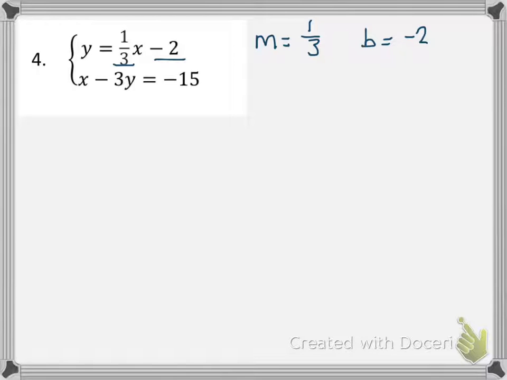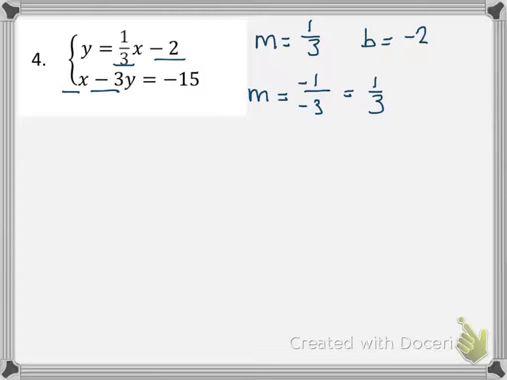Okay, down here I have standard form. Slope is negative a value, which is a 1, so that's a negative 1, over my b value, which is a negative 3. So the slope is a positive 1/3. So again, we have the same slope.